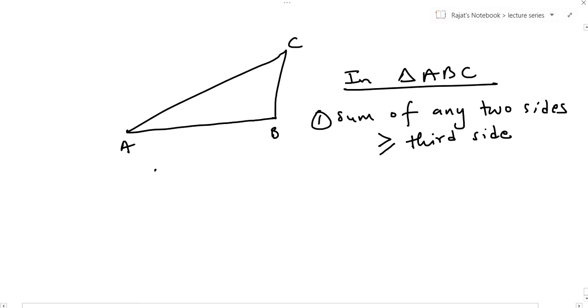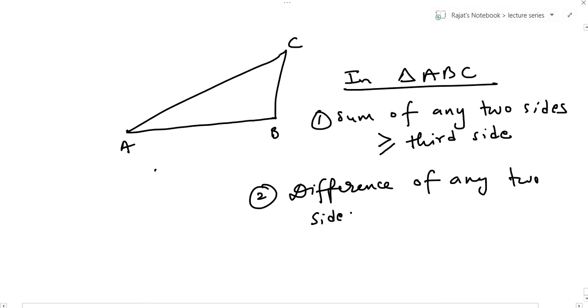And there is another inequality. Difference of any two sides is always less than equal to third side. Okay, the sum is greater than the third side and difference is less than the third side. And please bear in mind that this inequality is on the length of the triangle. This is not on the angle, this is not on any other parameter, this is on the length of the sides of the triangle.